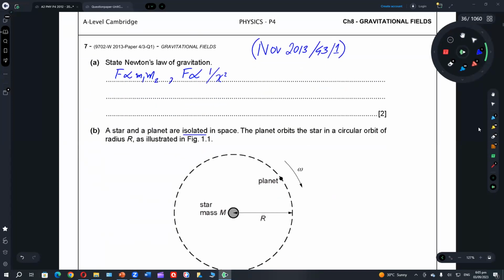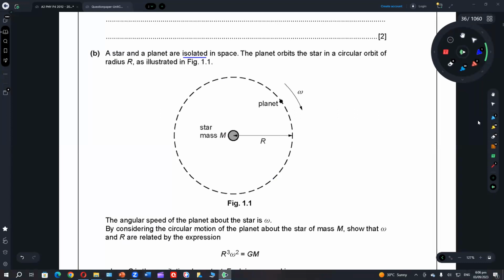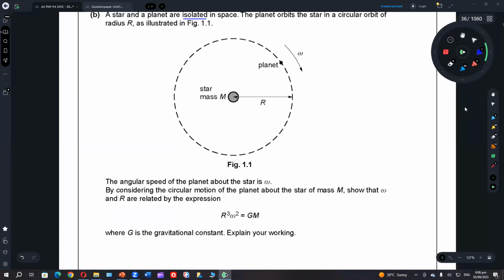This is November 13, 43-1. A star and a planet are isolated in space. The planet orbits the star in a circular orbit of radius r. The angular speed of the planet about the star is omega. By considering the circular motion of the planet about the star of mass m, show that omega and r are related by the expression. This is their favorite equation, Kepler's third law, where G is the gravitational constant. Explain your working.